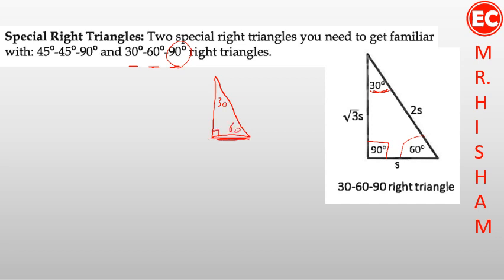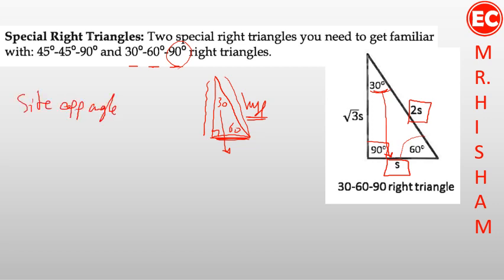A small side opposite to the angle 30, a long side which is the hypotenuse and it's always the longest side, and the side opposite to the angle 60. I usually start with the smallest side. How do I figure out the smallest side? By dividing the hypotenuse by 2. So we can say that the side opposite to the angle 30 is equal to half the length of the hypotenuse.